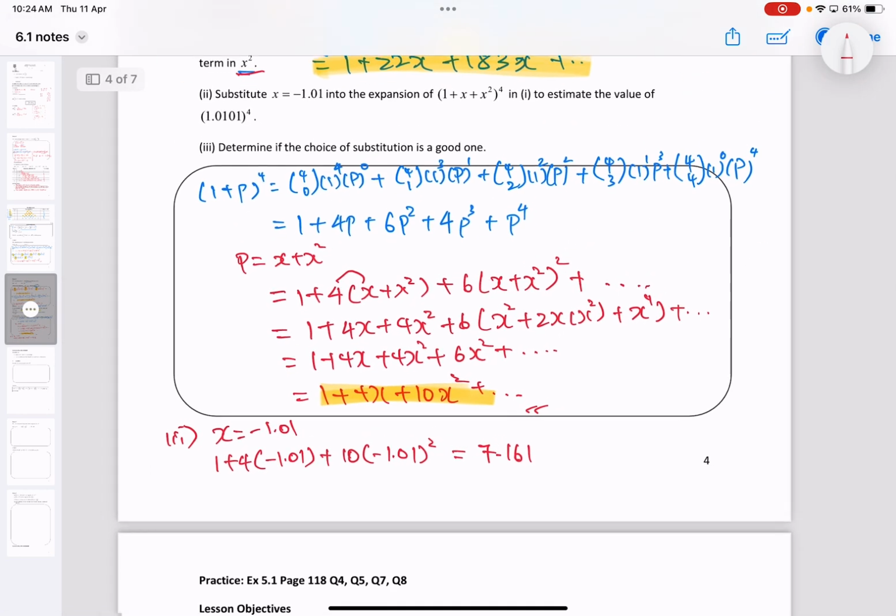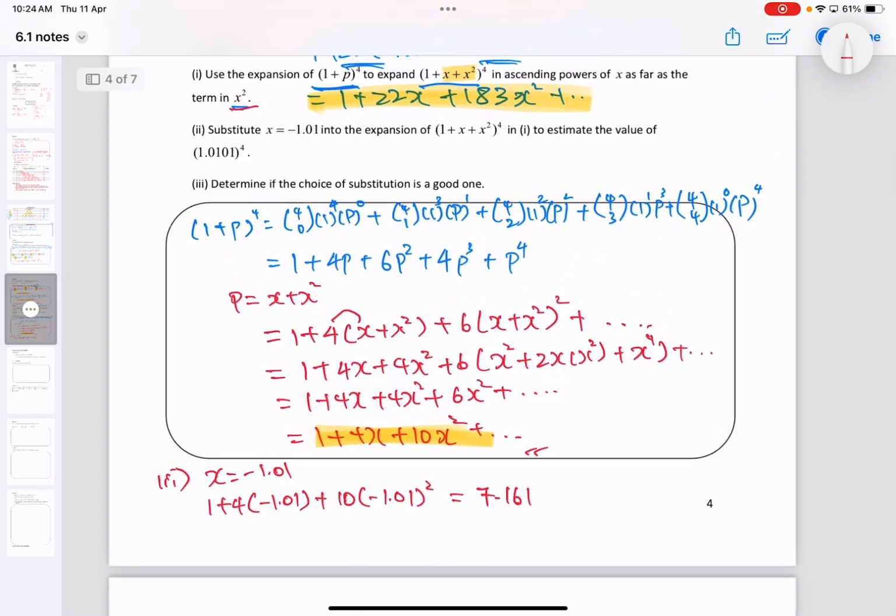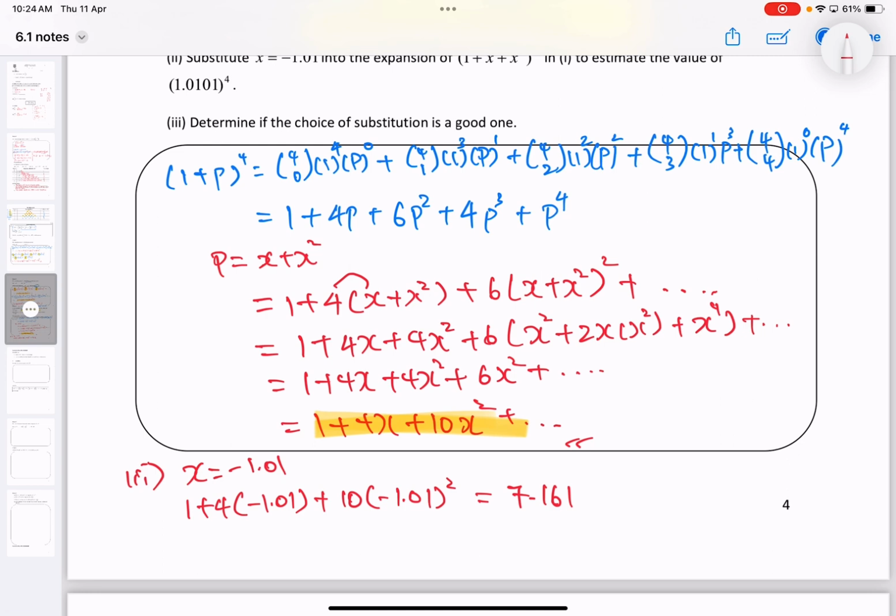Now, do you think this is going to be a good estimation? No. This is a very common question, and the answer to this is always the same. I want you to think about it. In this expansion of 1 plus p to the power of 4, we have conveniently ignored all of the higher powers. Actually, this needs to go until the power of 4, but we ignore all of the higher powers.